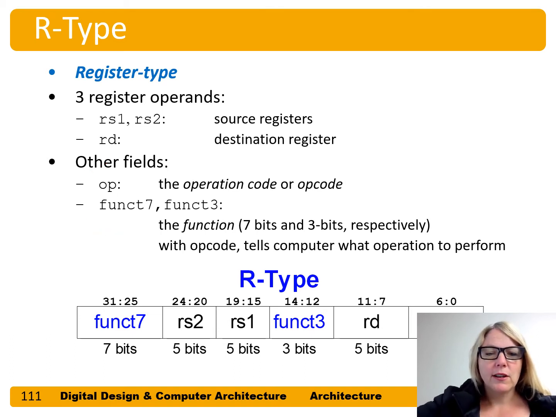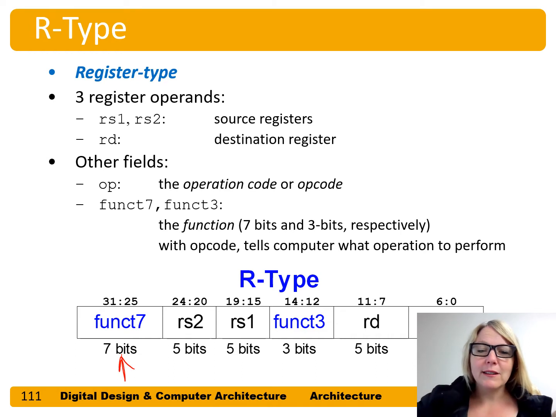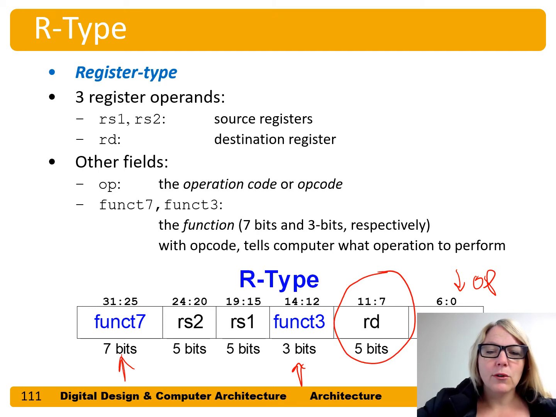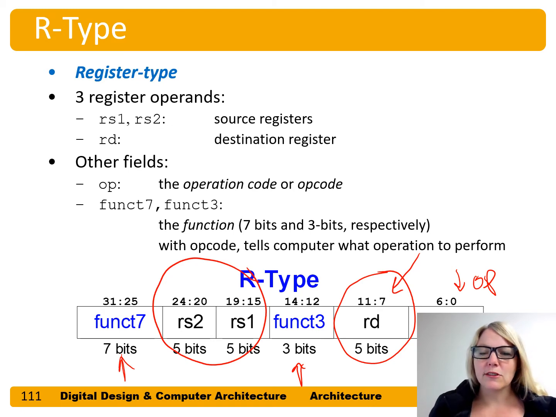So here's our R-type instruction. We have the funct7 field, which is 7 bits, funct3, and then here is our opcode, which is a 7-bit opcode. And then we also have our operands. We use 5 bits to encode our operands because we have 32 registers. So we need 5 bits, log base 2 of 32, to indicate which register to access, our destination, and our 2 source registers, RS1 and RS2.